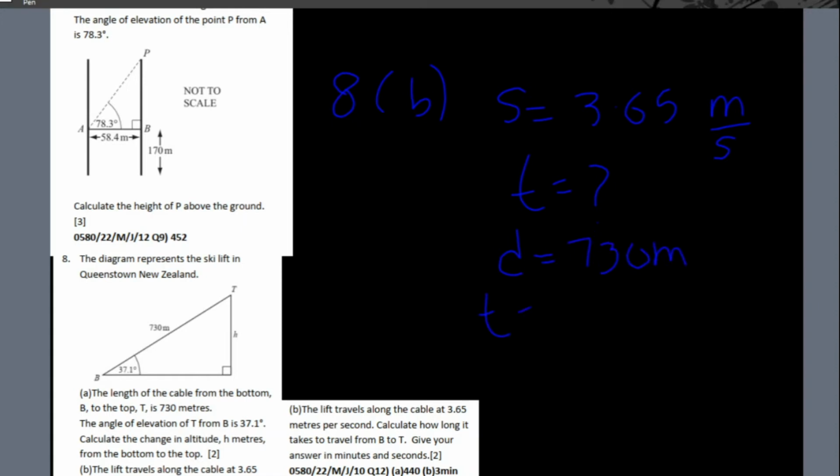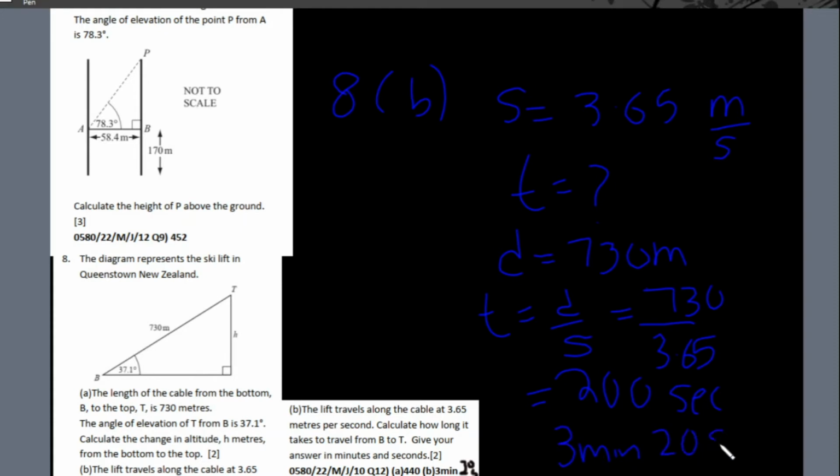Alright, so time is distance over speed. So distance is 730, speed is 3.65. We'll get answers in seconds. 730 over 3.65 gives us 200 seconds. So 200 seconds is 3 minutes 20 seconds.